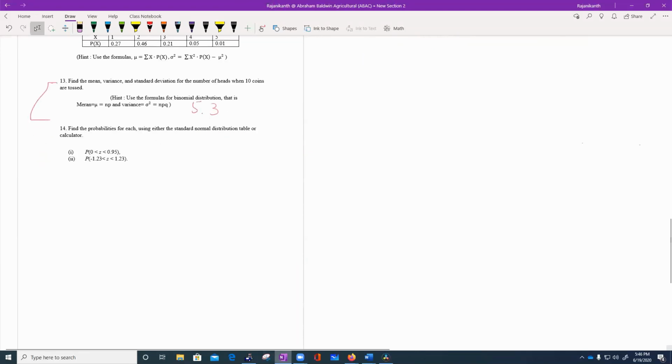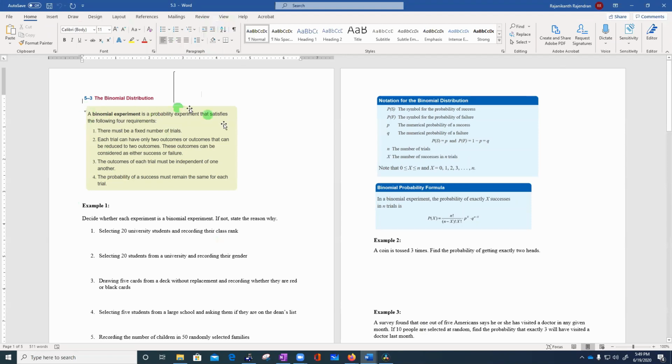This is for your information. Let me grab the lecture notes. I'm just showing for a couple of minutes. Okay, you see the highlighted part? If you are doing some kind of experiment, and if your experiment satisfies all these 4 conditions, that experiment is called a binomial experiment, okay? A binomial experiment is a probability experiment that satisfies all these 4 conditions.